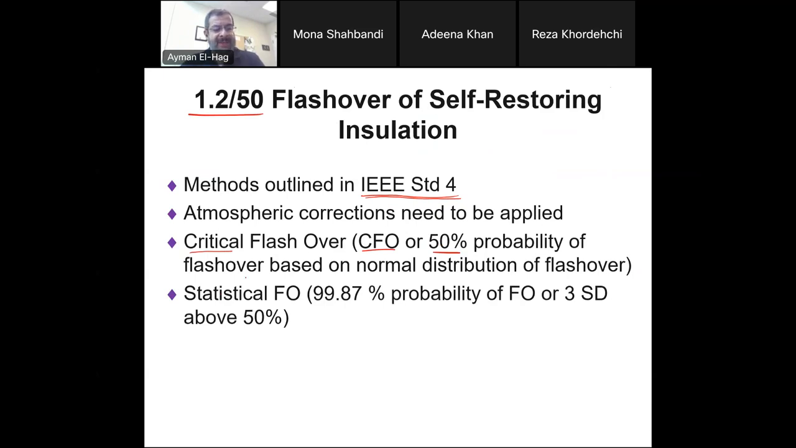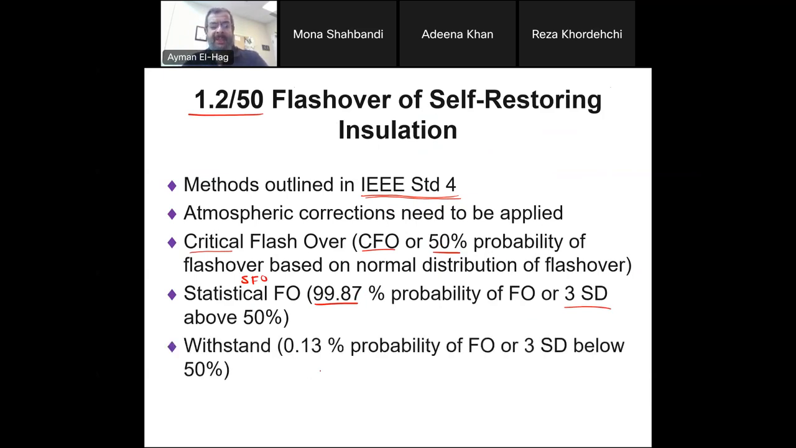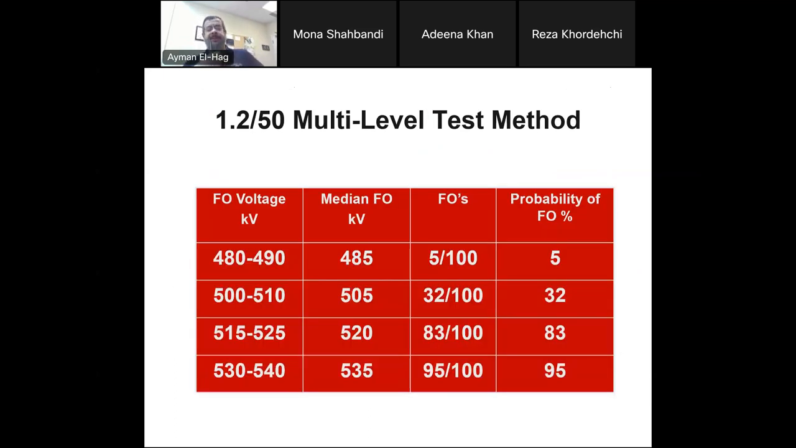We have the statistical flashover, or the SFO. Here it is 99.8% that you have a flashover, or three standard deviations above the 50%. There is also the withstand, or 0.13% probability that there will be a flashover, or three standard deviations below the 50%. So these are the important terminologies: critical flashover, statistical flashover, and withstand.